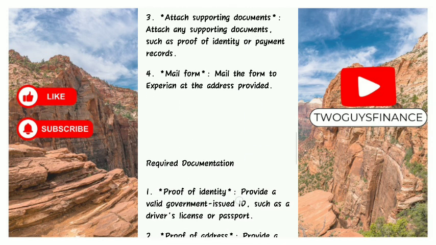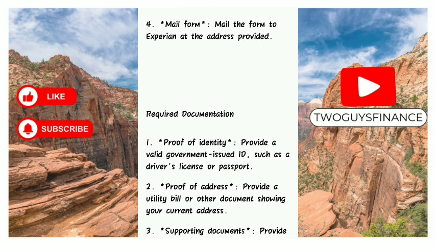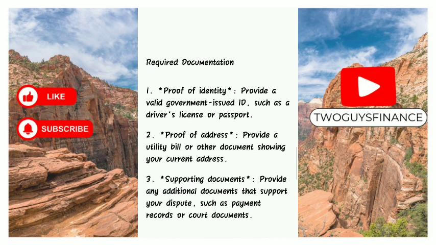Now the required documents that you're going to need to attach, of course, the first is the proof of identity. You're going to need to provide a valid government issued identification card. That could be a driver's license, it could be a passport or whatever. And you're going to need a proof of address. You're going to need to provide a utility bill or other documents showing your current address. You're also going to need to provide any additional documents that support your dispute, such as payment records or court documents and the likes.